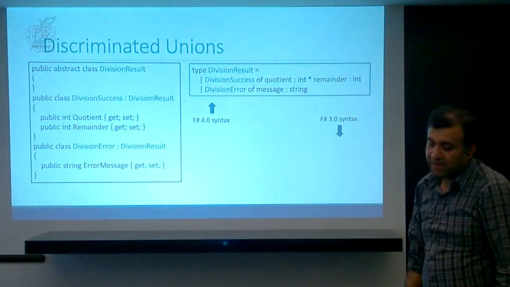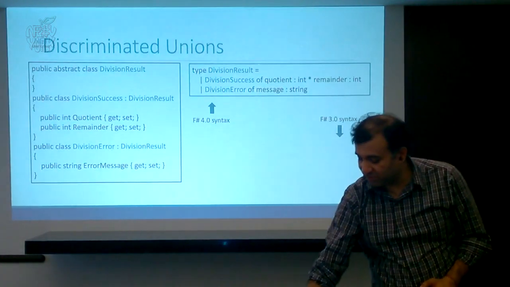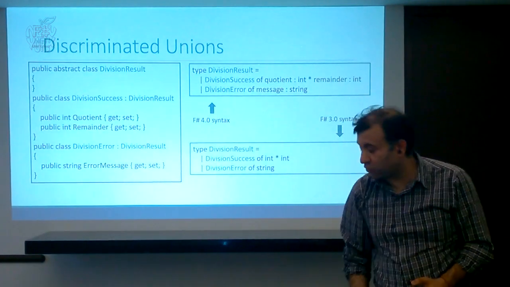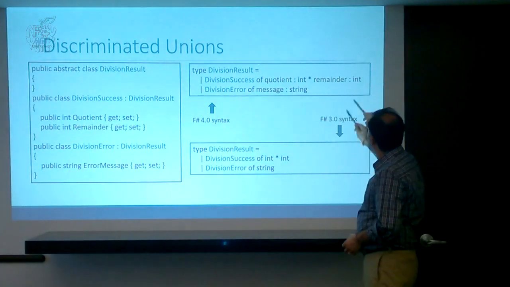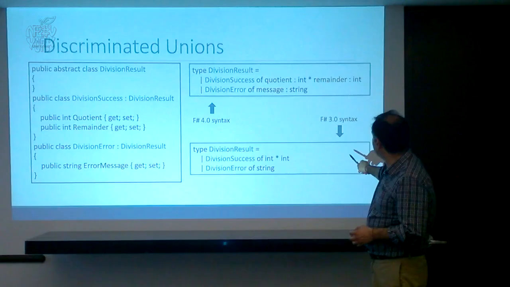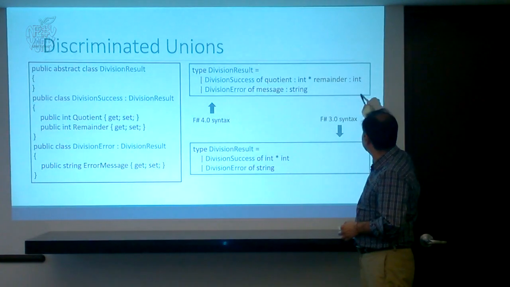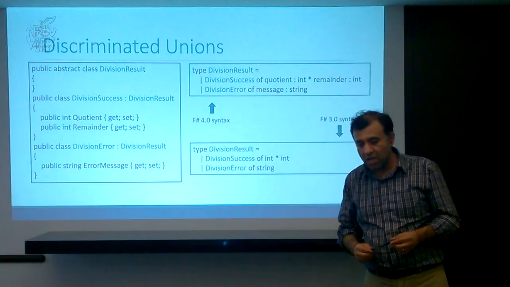So this is called a discriminated union. Actually, the syntax has changed a little bit from F# 3 to F# 4. So if you're using Visual Studio 2013, this is not going to be supported. 2015 we have it. Sorry, 2013 supports this, not this. Yeah, 2015 we have both. That's why I should have it differentiated.